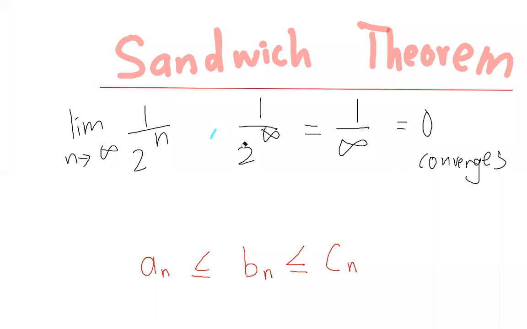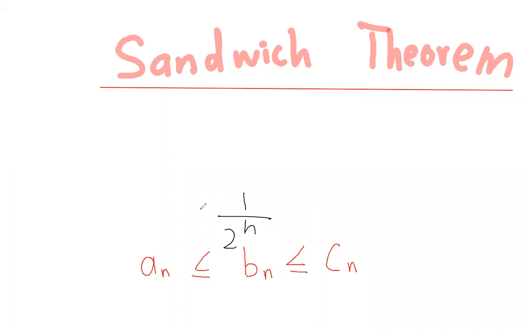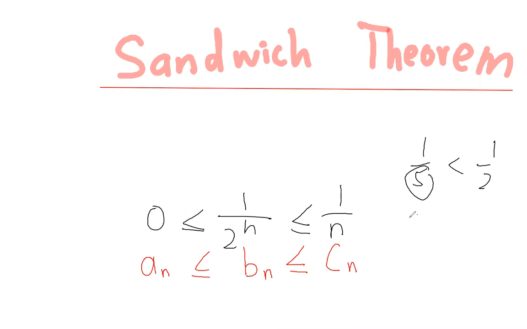In order to use the sandwich theorem, I'm going to say this is my sequence, my Bn. Then it is smaller than some sequence, and greater than some sequence. So I can say it is greater than 0, but smaller than 1/n. Because as the denominator increases, the overall number gets smaller. Just like 1/5 is smaller than 1/2, because this is 0.2 and this is 0.5. This is the concept.